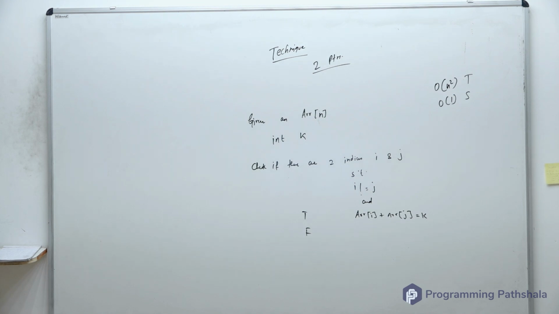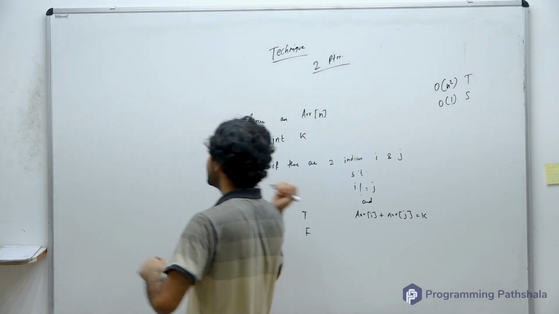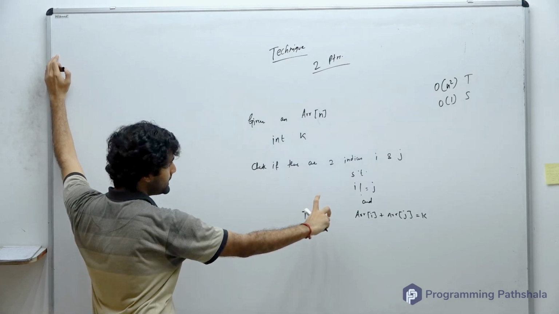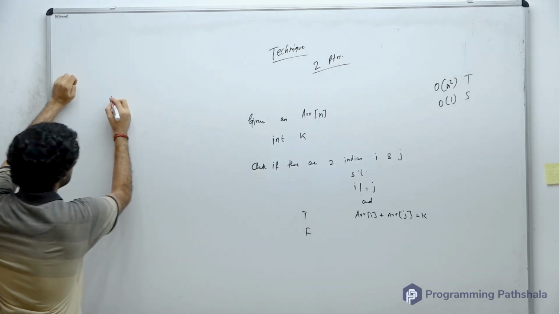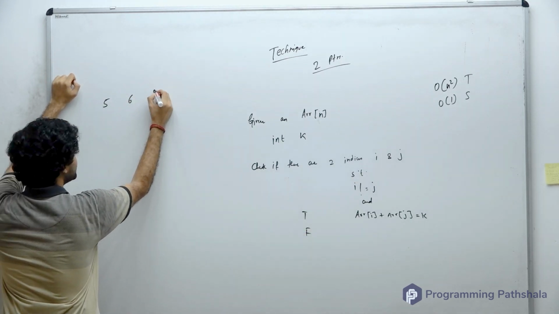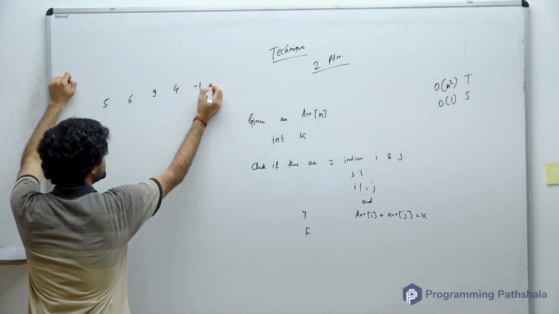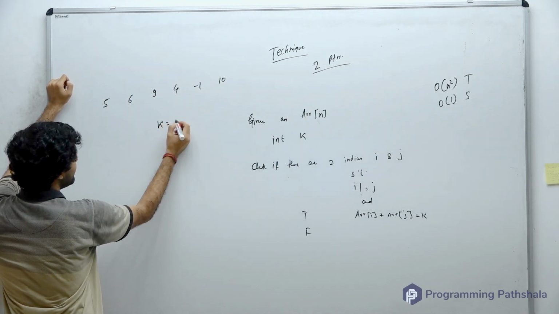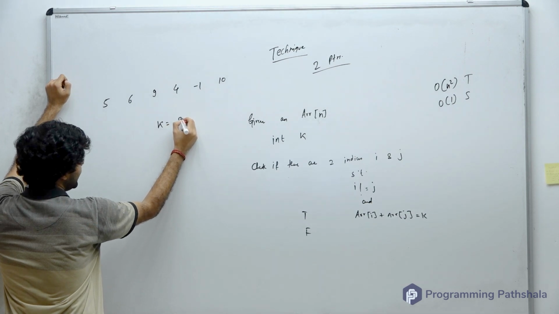For every number we search this in an unordered map. Cool, that also makes sense. So one of you is saying something like this: I want to check whether or not there are two elements with sum equal to k. Let's say the array contains 5, 6, 9, 4, minus 1, 10, and you want to check whether there are two elements having sum, let's say, 9.